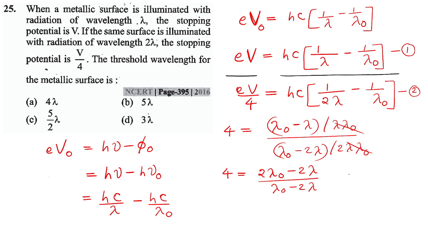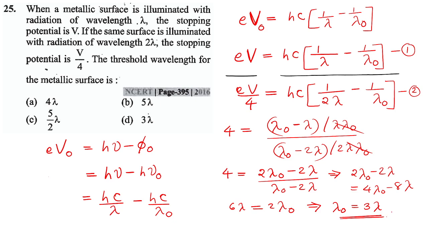Do the cross multiplication: 2 lambda 0 minus 2 lambda is equal to 4 lambda 0 minus 8 lambda. Rearranging, I don't want to explain the simplification step, you will get 6 lambda equal to 2 lambda 0, so lambda 0 is equal to 3 lambda. That is our answer. Threshold wavelength is equal to 3 times lambda. Option D is the correct answer.